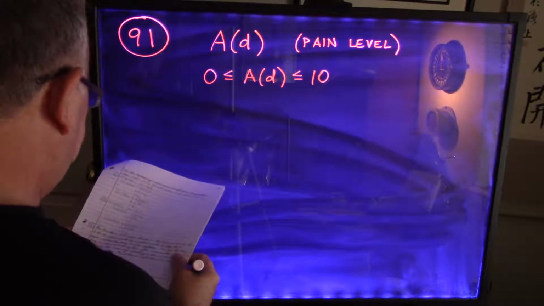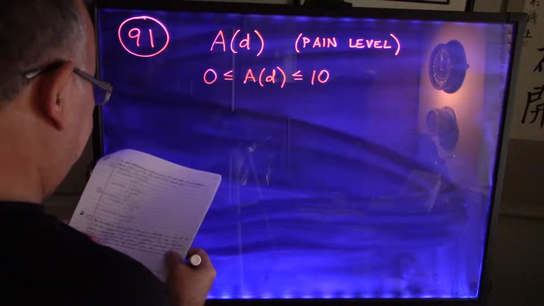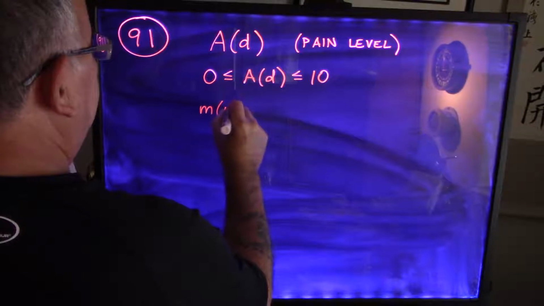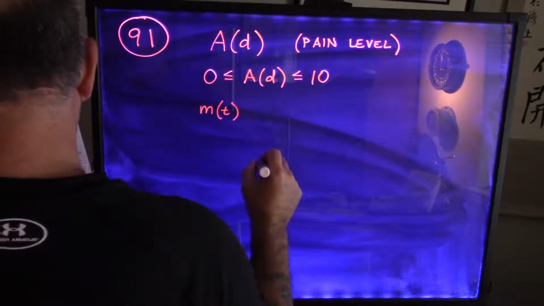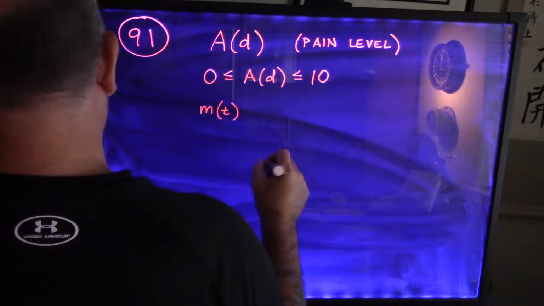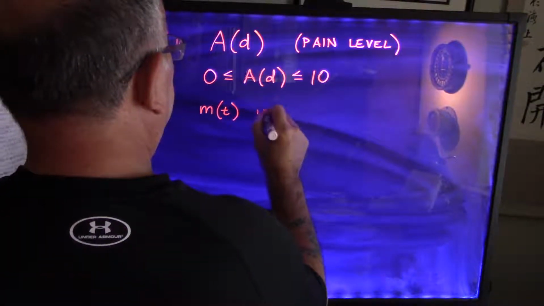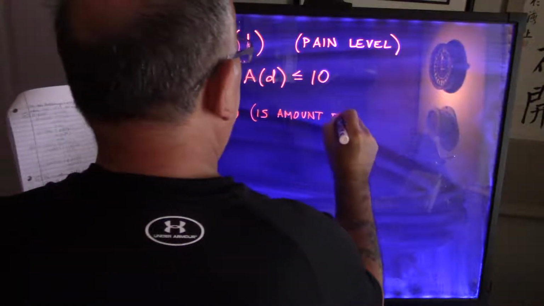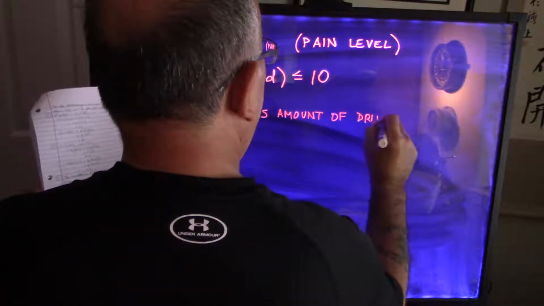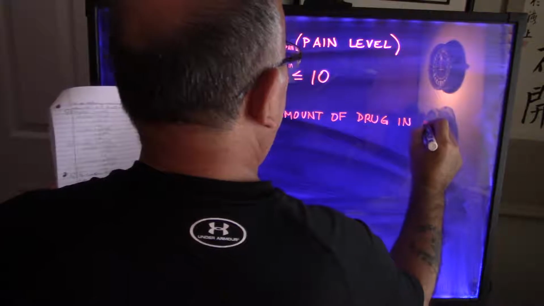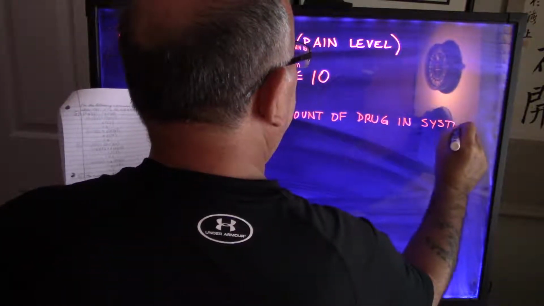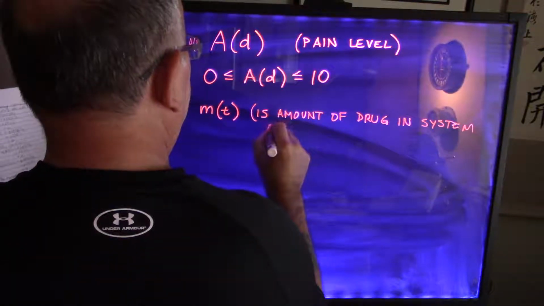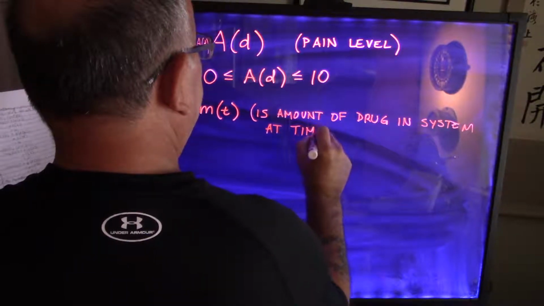And the milligrams of a drug in the patient's system is M of T. So M of T is, let's just say, the amount of drug in the system at time T minutes.